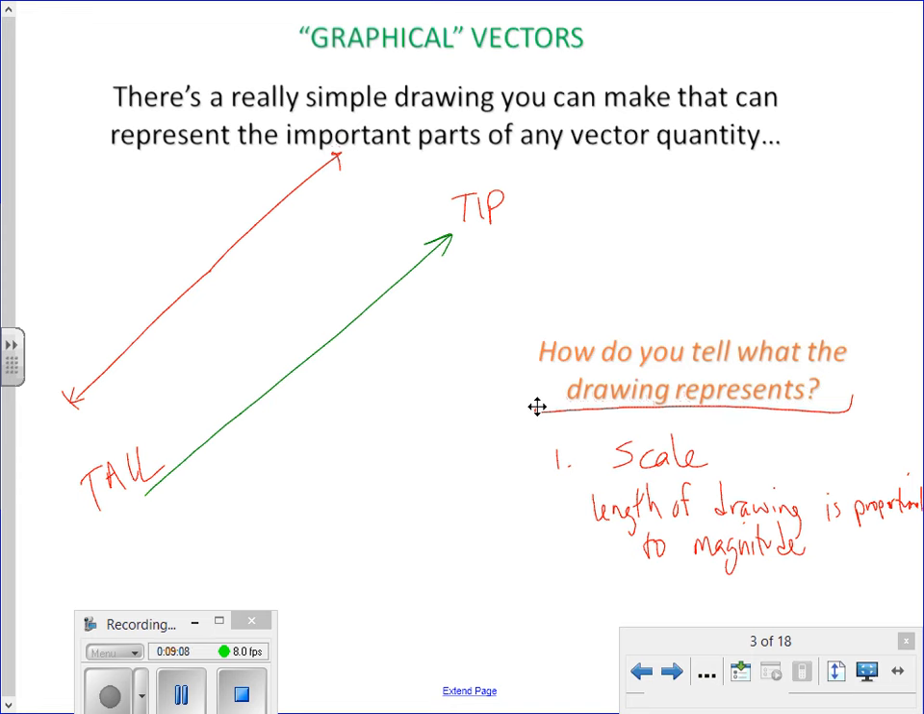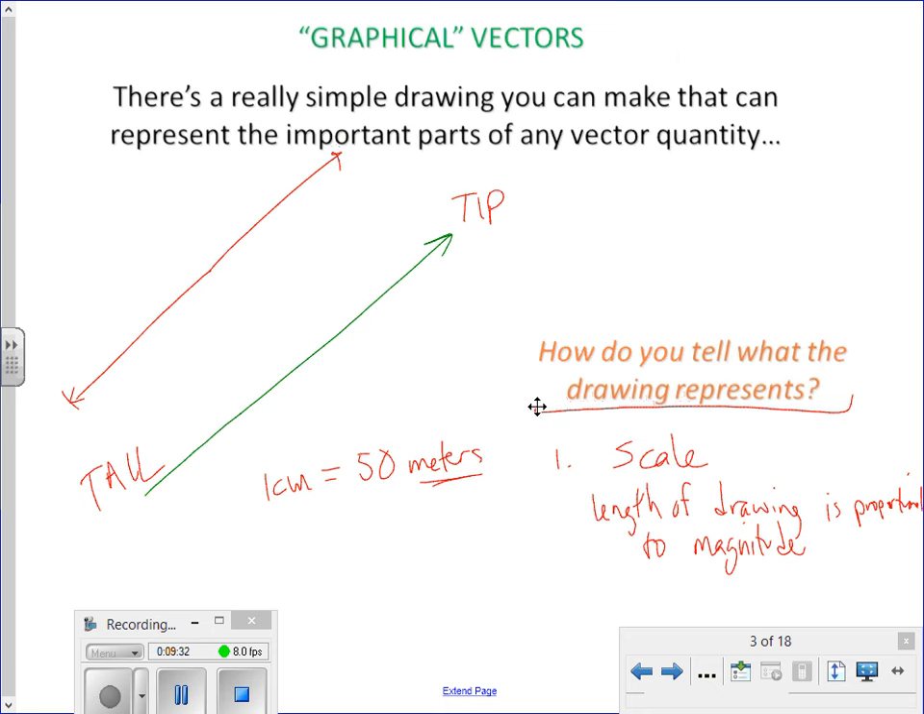All right, so you have to choose a scale. Like, for example, if I said every centimeter of this vector's length represents 50 meters. Well, meters is a measure of distance, so that would mean this is a change in position vector. Well, and how do I know what direction this means? Up and to the right on my paper.